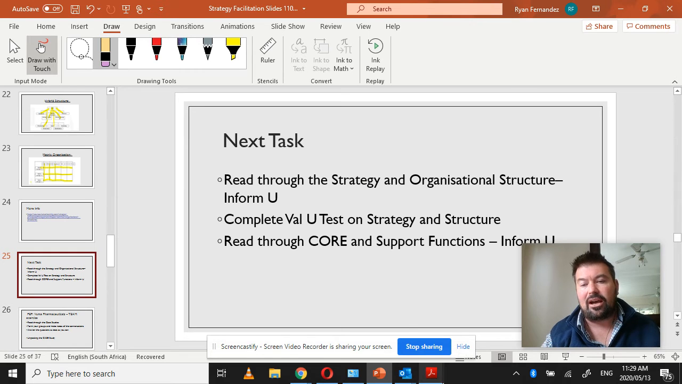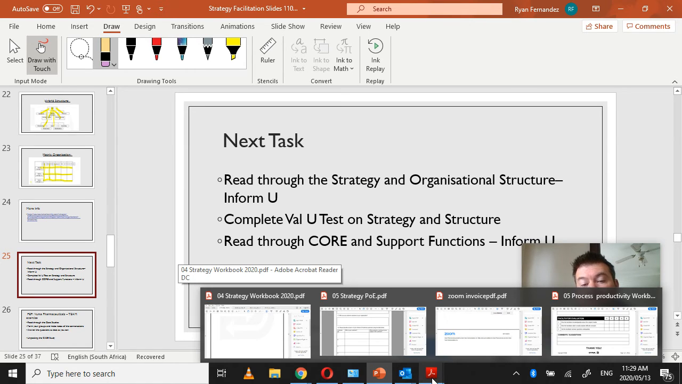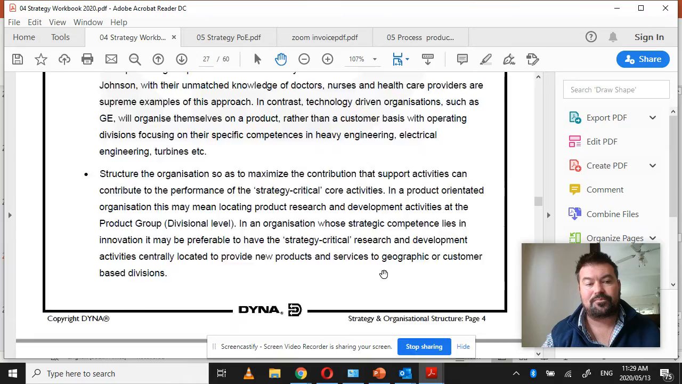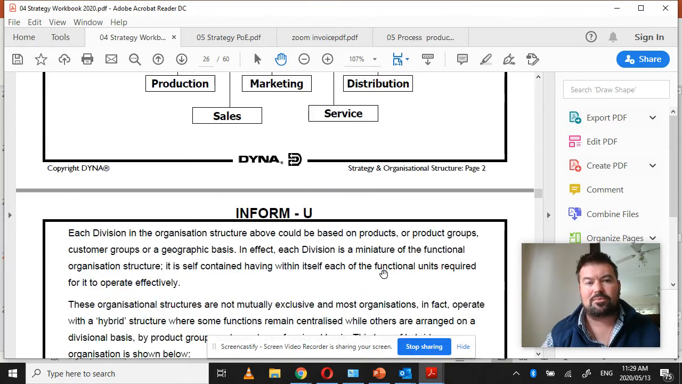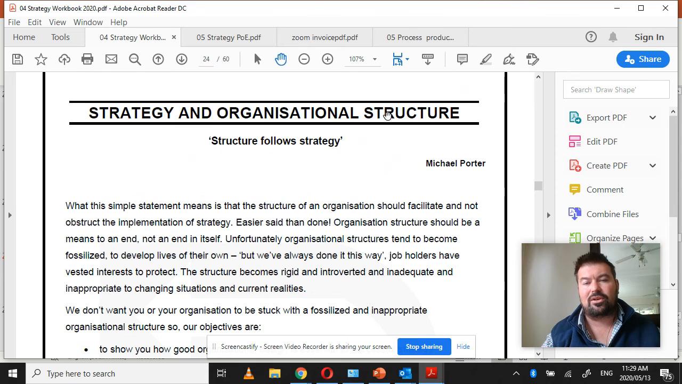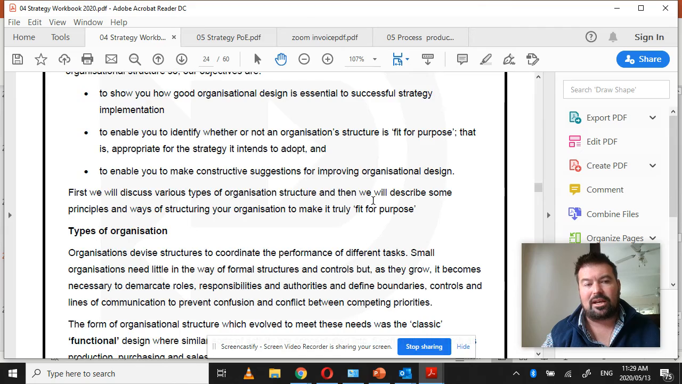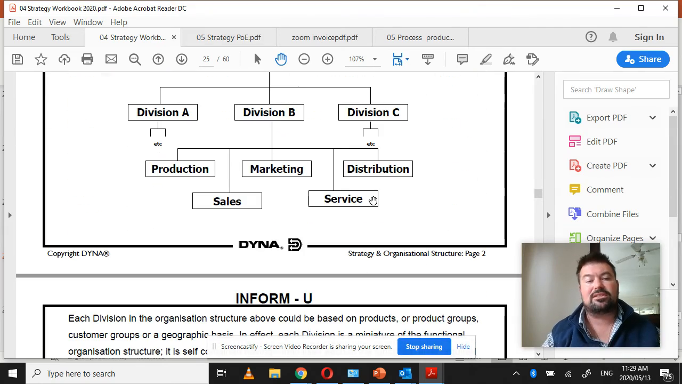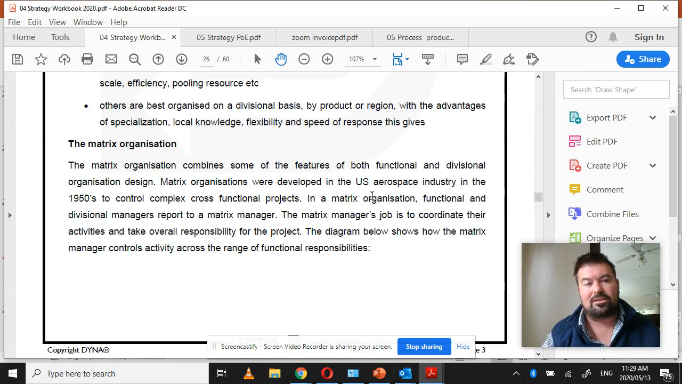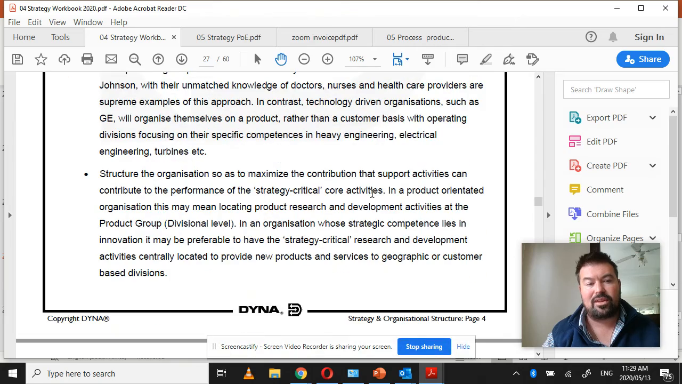So what you're going to do now is you're going to read through strategy and organizational structure. And as I said, it is in your reference book. So in your workbook, let's take a look here. Let's go up to this point. All right, so here are your strategy and organizational structure. So make sure that you're there and then read through it. And it will tell you about the different organizations, different advantages, different strengths, different weaknesses. And you're going to need to know that because we're going to fill that in our portfolios of evidence. So make sure that you read through that.